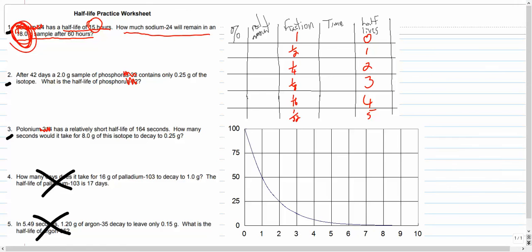Okay, so let's look at number 2 here. It says, after 42 days, a 2-gram sample has gotten whittled down to 1/4 of a gram. Since they give us this amount and this amount, let's fill in the real amount column first. Our starting amount was 2 grams. Oh, not 20, just 2 grams. If we cut that in half, that's 1. If we cut that in half, that's half. If we cut that in half, that's 0.25. And we can stop right there because that's what this problem mentions.